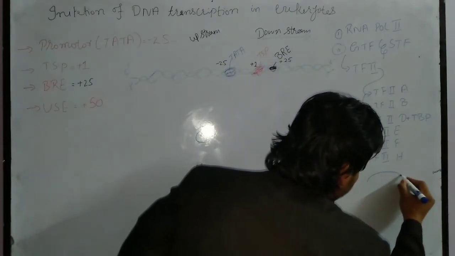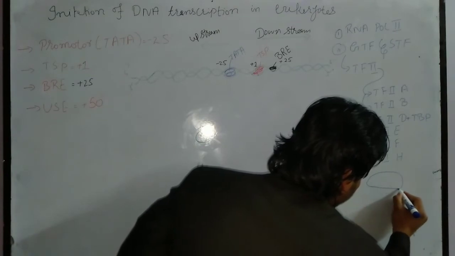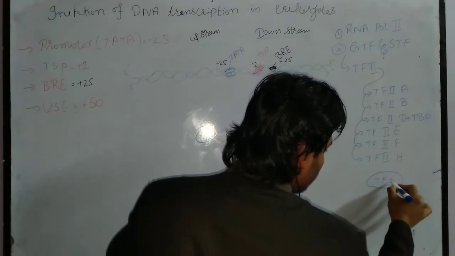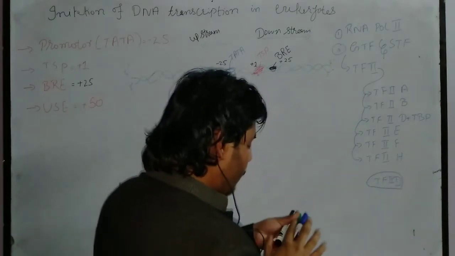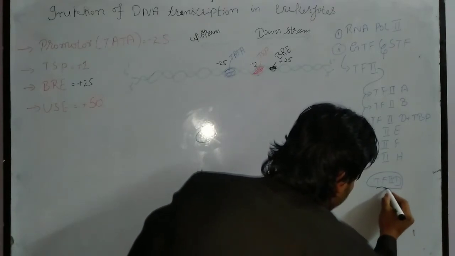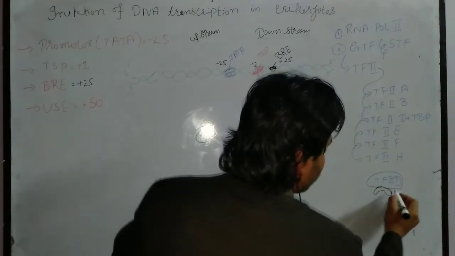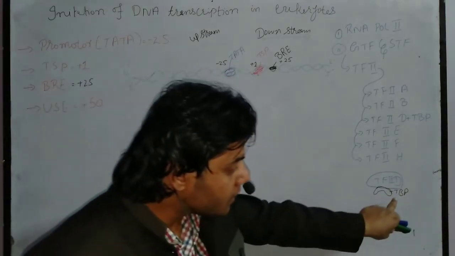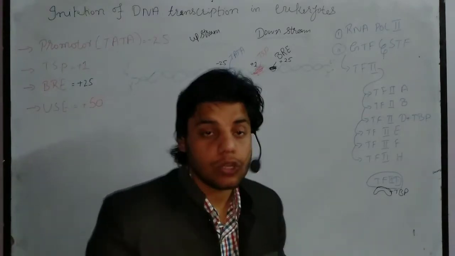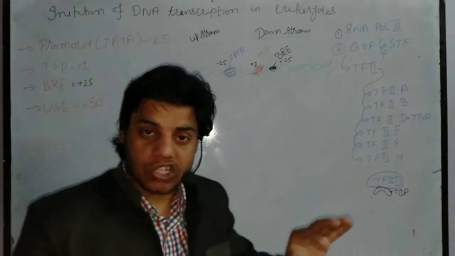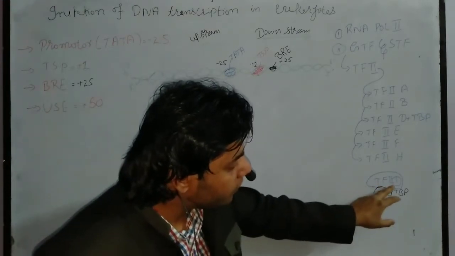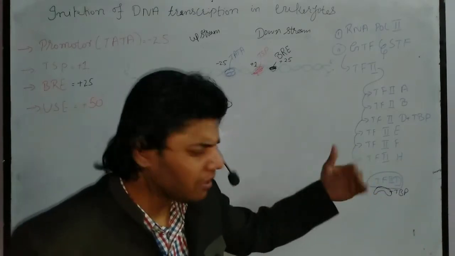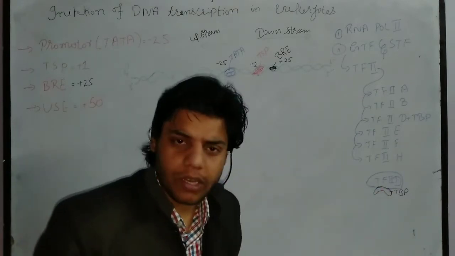So let's suppose this is the transcriptional factor 2D, and it will be connected with the TATA binding protein. As you can see, this TATA binding protein has high affinity to bind with the TATA box region. So that's why TFIID needs this TBP. TBP is already a part of TFIID.